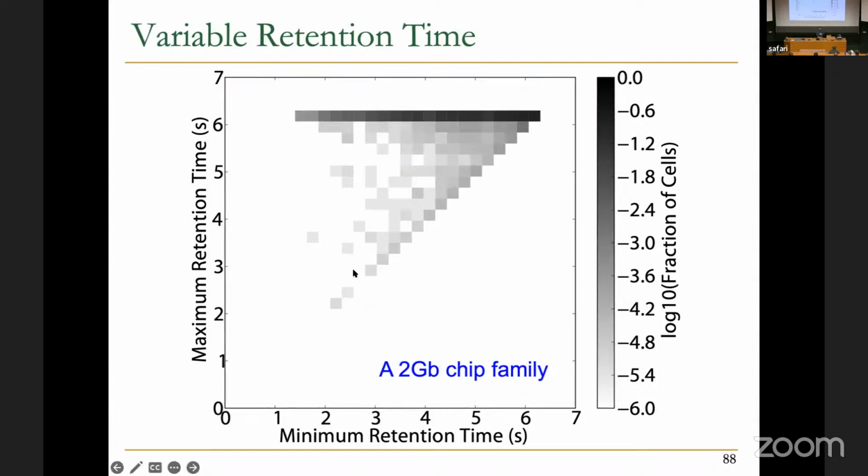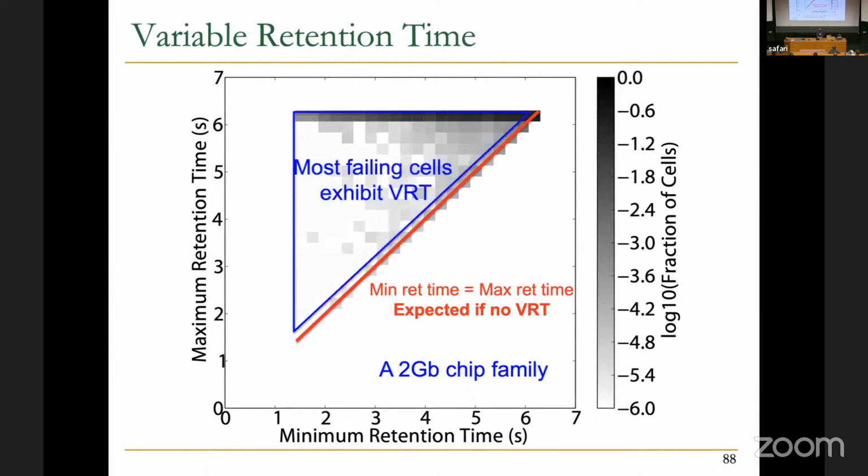If you look at the distribution of the minimum retention time and maximum retention time for the fraction of DRAM cells, there is significant variation you can observe here. Only the cells on this diagonal show the same minimum and maximum retention time, so you can maybe expect no VRT for these, but for the others, it's quite a significant change. So, most failing cells exhibit VRT. It's something important. You cannot ignore it in your testing time.